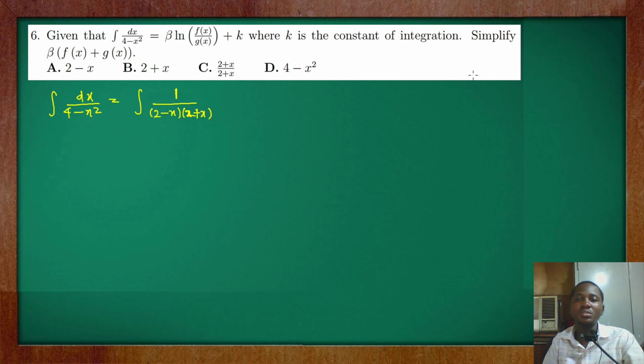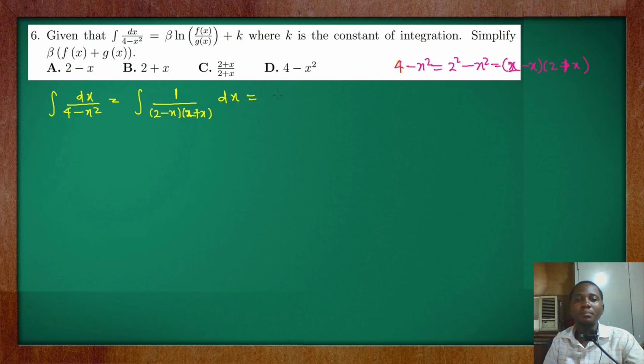Since you know that 4 minus x square is the same thing as what? 2 square minus x square. Of course, this is 2 minus x multiplied by 2 plus x. Okay, so that is clear enough. Now dx, okay, here that means we can still rewrite this to be what?